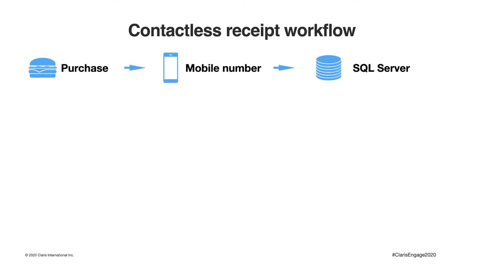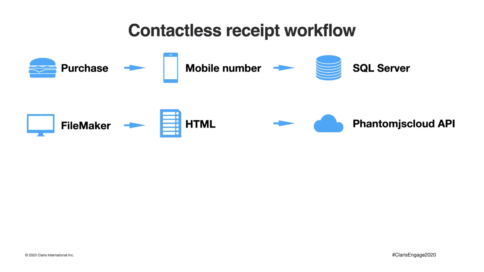The point of sale then transmits that to our SQL server. FileMaker is continuously polling a receipts table. When it sees new entries for the day, it actually swings into action. It generates an HTML receipt. And the question about transmitting the HTML receipt is that MMS requires a JPEG or a PNG.